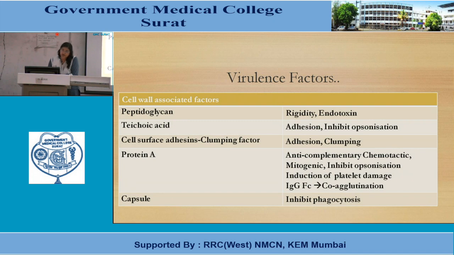Some strains of Staphylococcus aureus have capsule which inhibits phagocytosis. Some have the microcapsule also, which also helps in avoiding the phagocytosis, and the microcapsule has zwitterionic properties. That is, it has both negative and positive ion properties, which is very crucial for abscess formation.